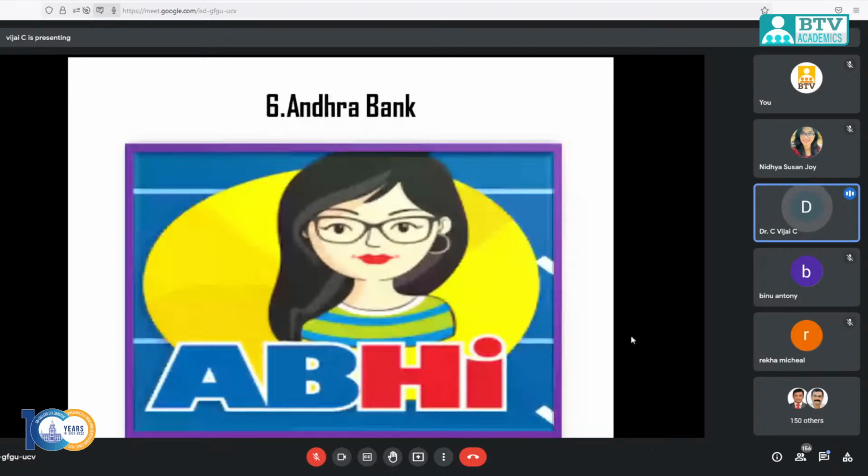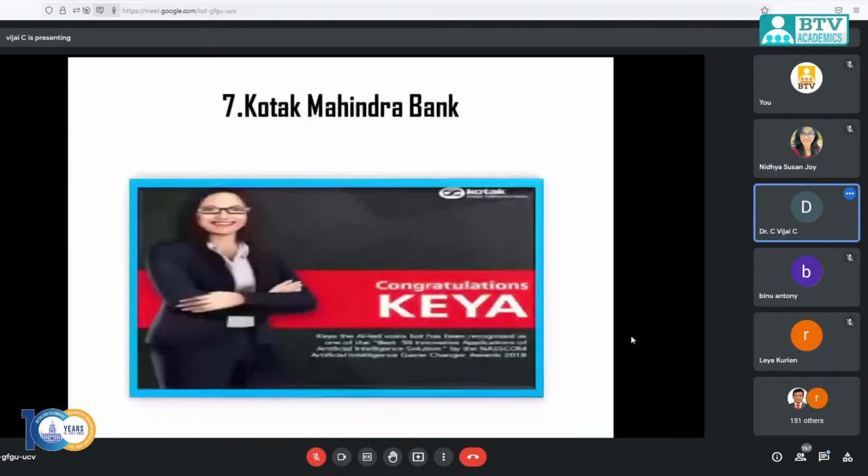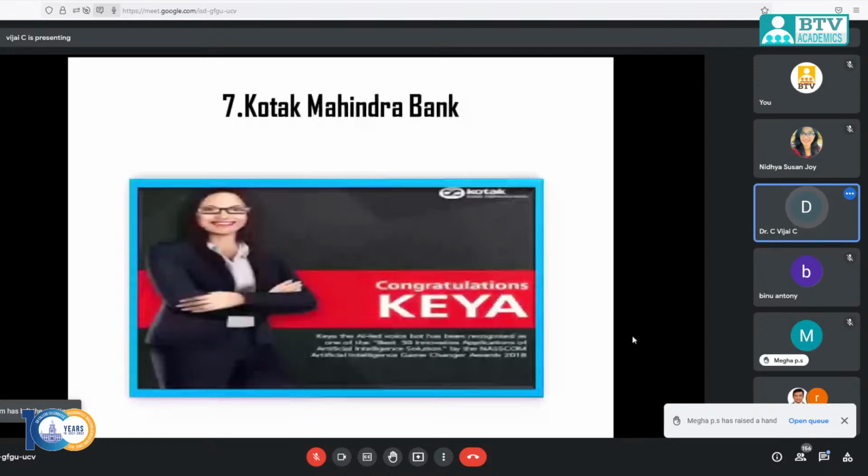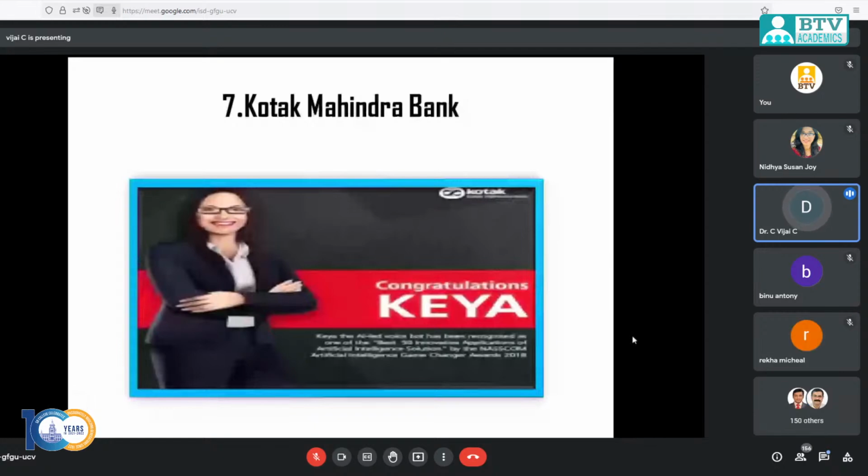Kotak Mahindra Bank is the last one. Kotak Mahindra uses a chatbot for millions of Kotak customers, with quick answers to bank queries available around the clock, 24/7. The chatbot named Kya is a bilingual voice chatbot that comes integrated with the Kotak phone banking helpline and will augment the traditional interactive voice response. They're using the IVR system in Kotak Mahindra Bank. The bank launched the Kya 2.0 voice bot with new features in 2019.